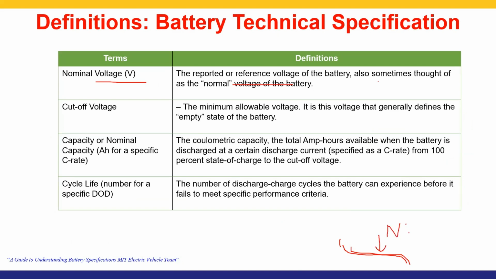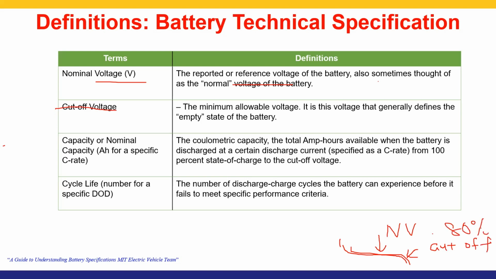The cutoff voltage is the minimum allowable voltage. So usually we will not fully discharge a battery. When it's discharged up to 80%, or we say the state of charge is 20%, we will cut off the battery. Otherwise, the structure of the material will be destabilized.